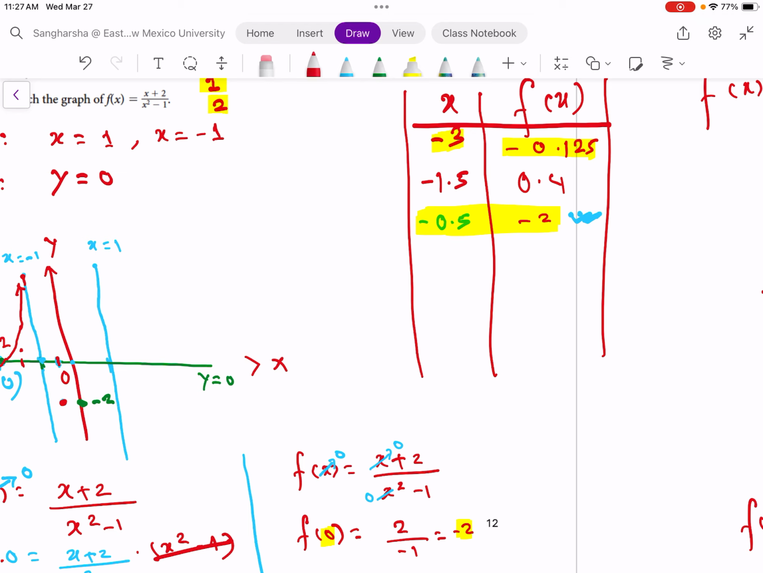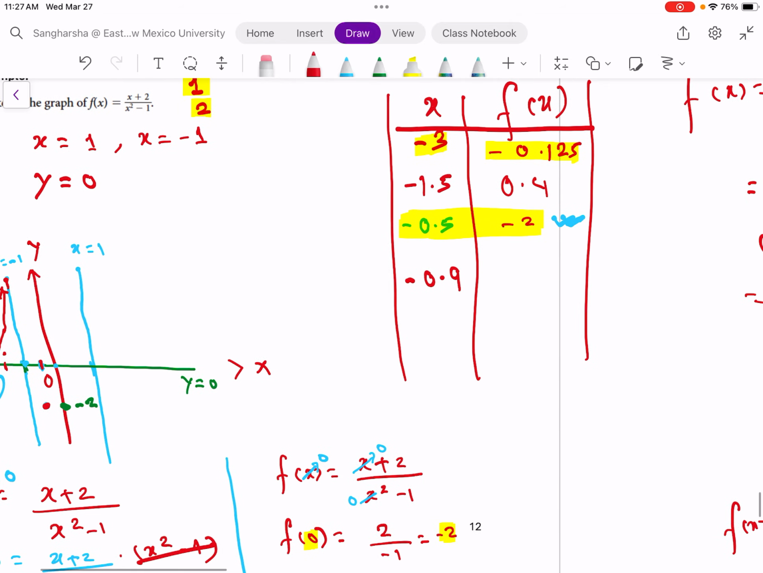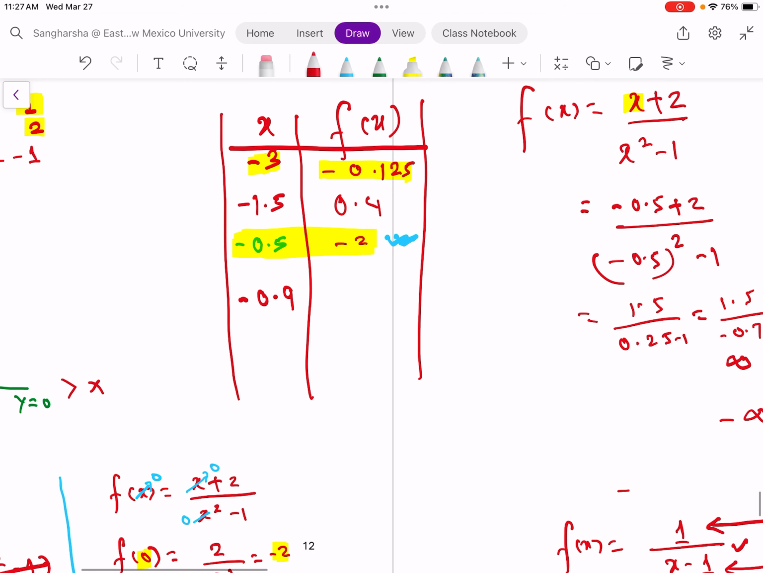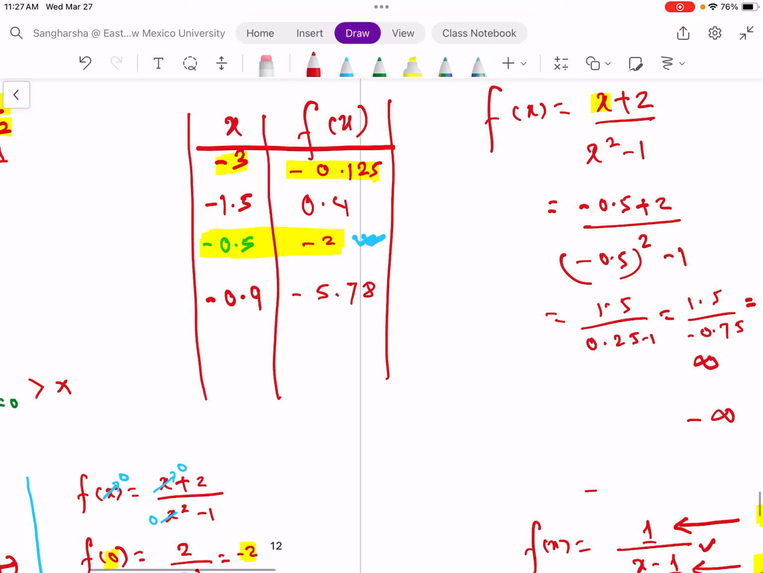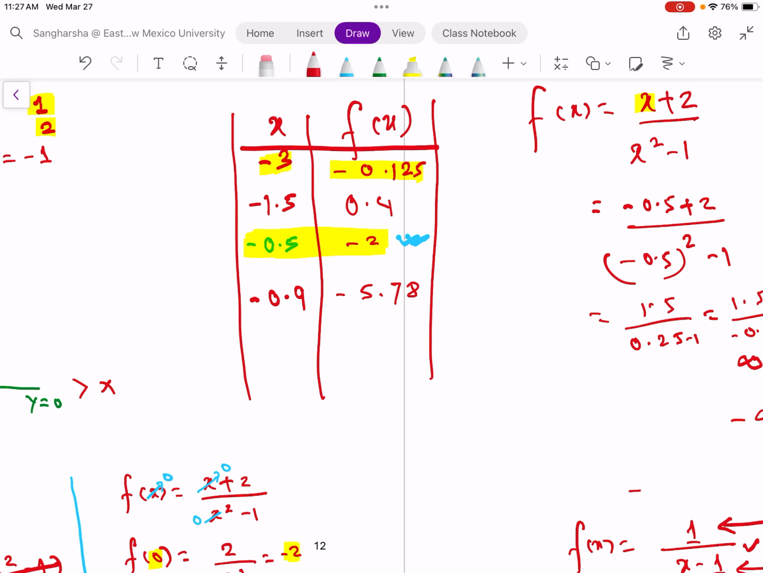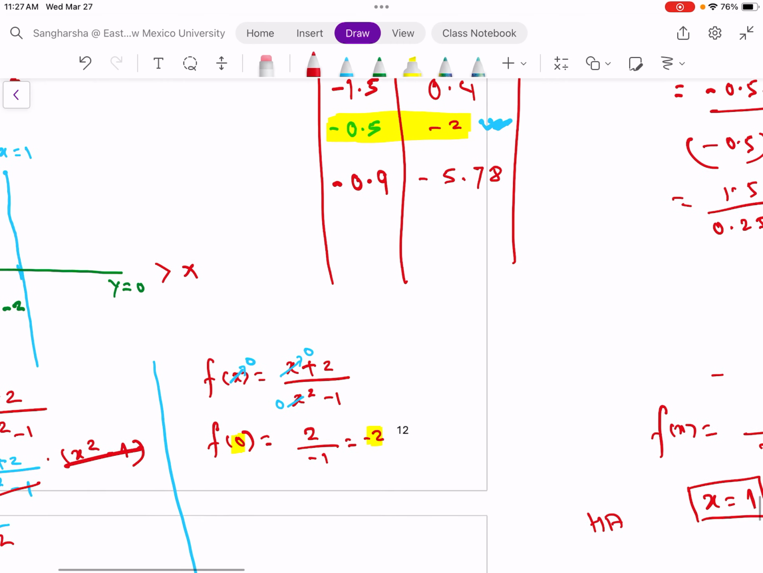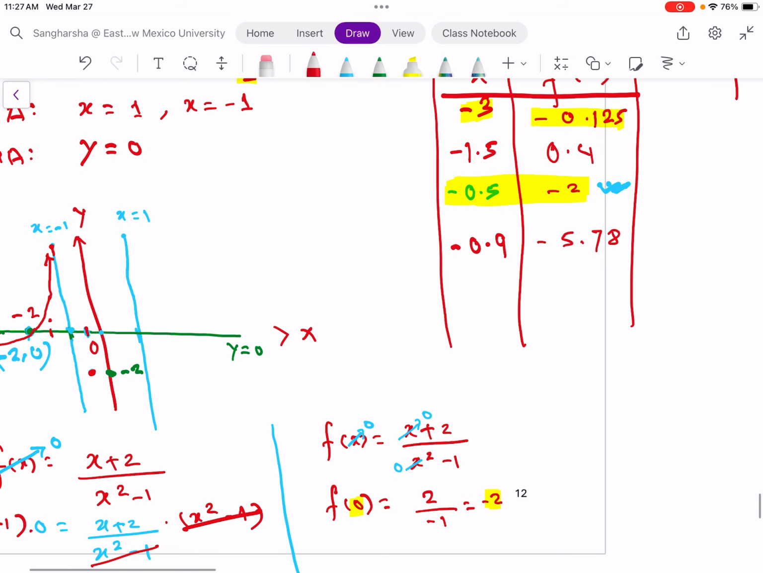So if we choose an input close to -1, let me choose -0.9. What happens if we choose our input to be -0.9? Can you help me here? If your input is -0.9, do we get our output as -5.78, something like that? So when we substitute our input, our output is -5.78. On the graph, the point is somewhere here.